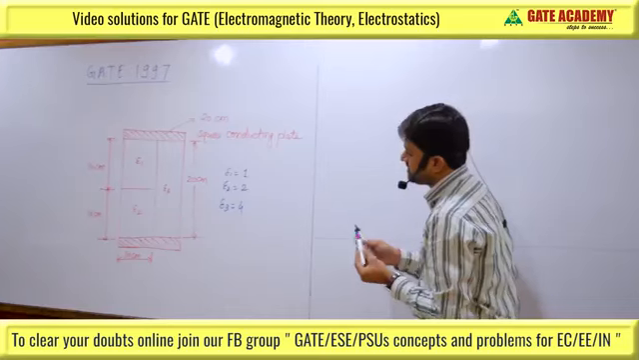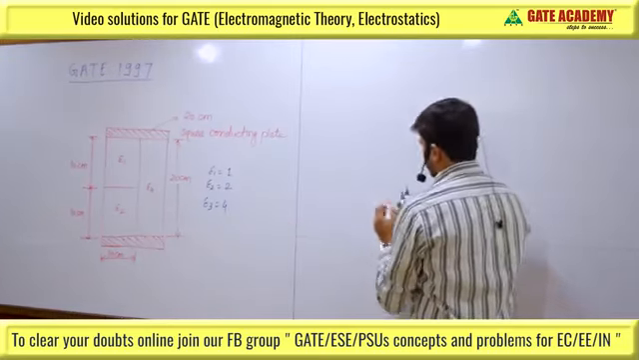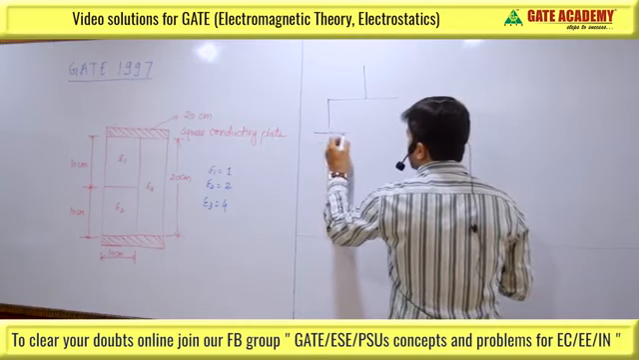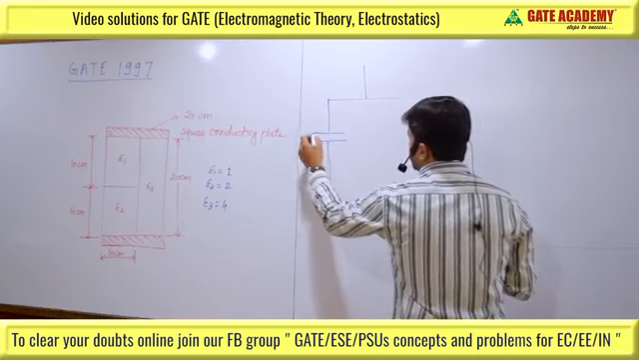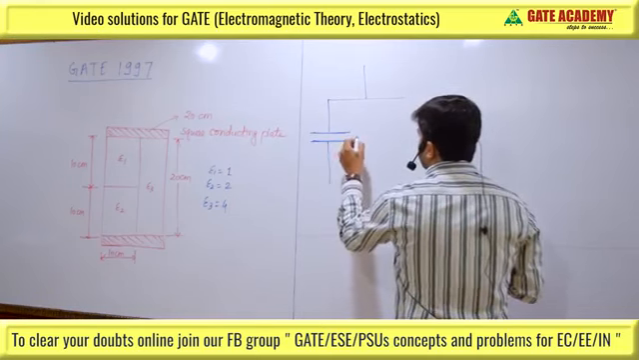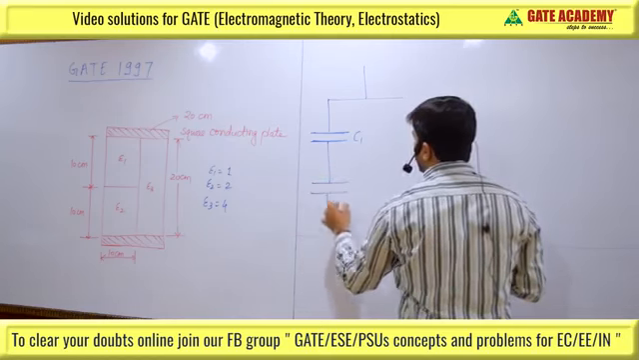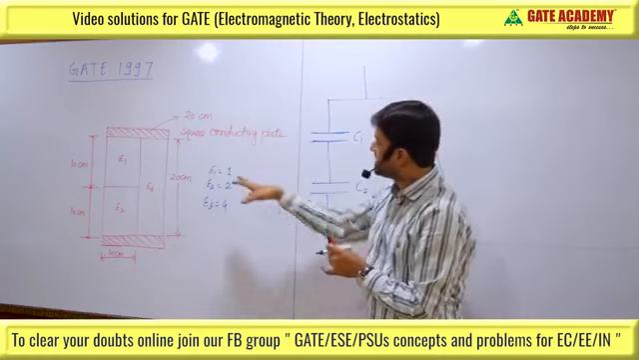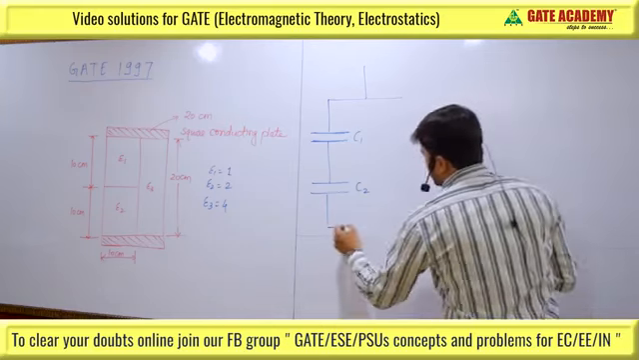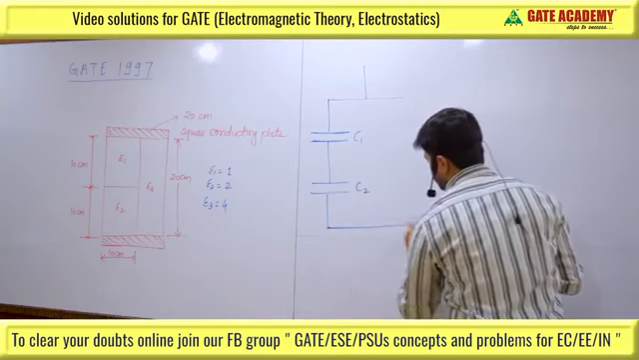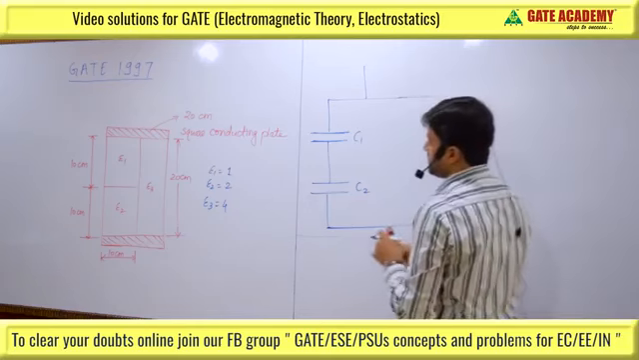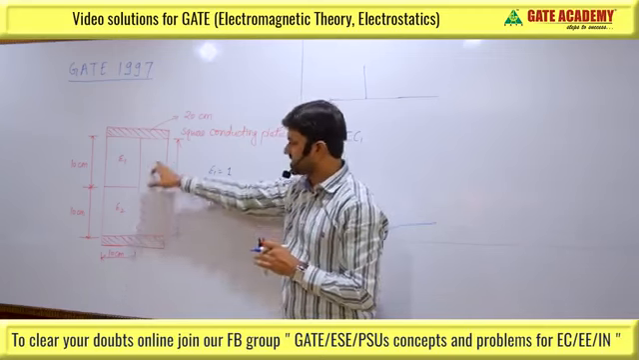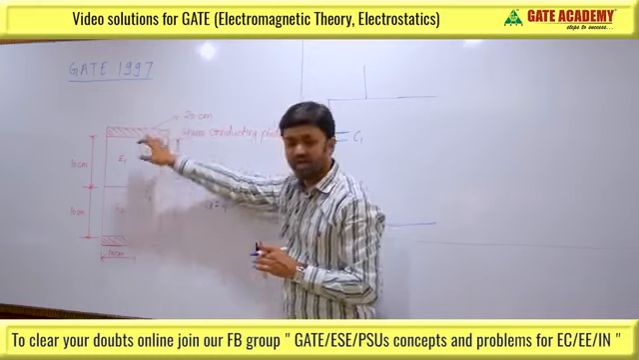Now we can draw its equivalent circuit like this. We have capacitors C1 and C2 connected in series, and the potential applied across the plate is the same. These two in series are in parallel with this capacitance, which also has half the area.